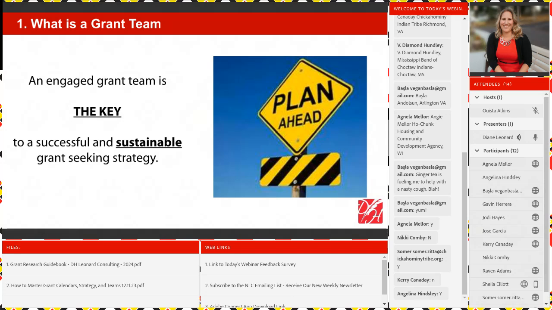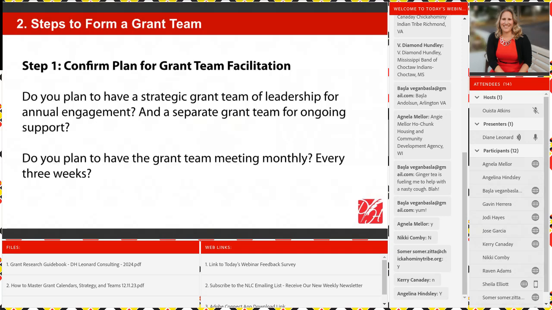Well, now that we understand what a grant team is, we have some shared understanding. Why don't we talk about how to form a grant team? For those of you that don't have a grant team, these are your potential homework steps that you might follow, perhaps starting in January. For those of you that do have a grant team, please don't walk away for a minute. I want you to think about these steps for ways that you could potentially strengthen your grant team.